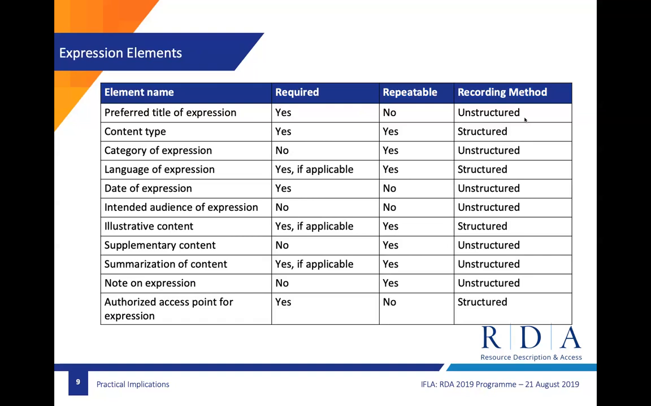And if you're familiar with traditional AACR2 cataloging, or you work in MARC, and especially in bibliographic versus authority records, some of the things you see here in expression elements seem a little weird, such as illustrative content. However, this is actually what you do in the current RDA, the original RDA. So just because it's a little strange, depending on your background, this part is not new.